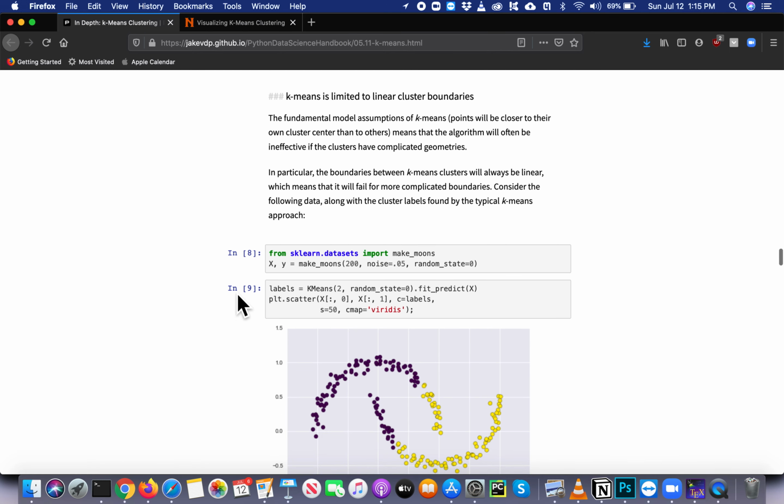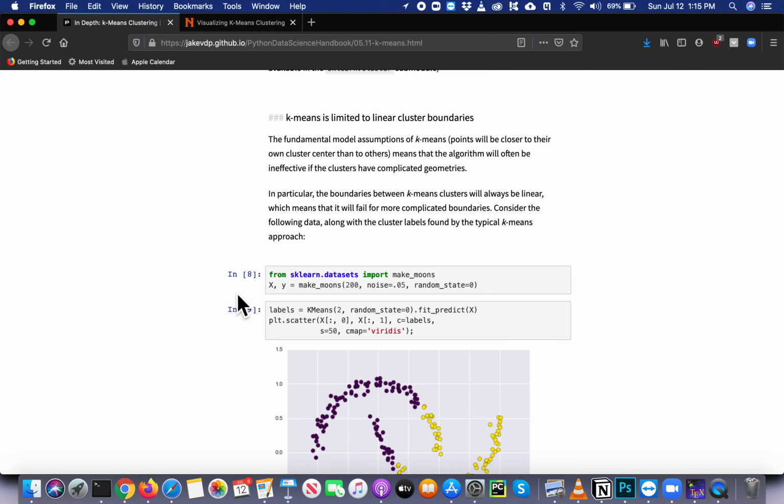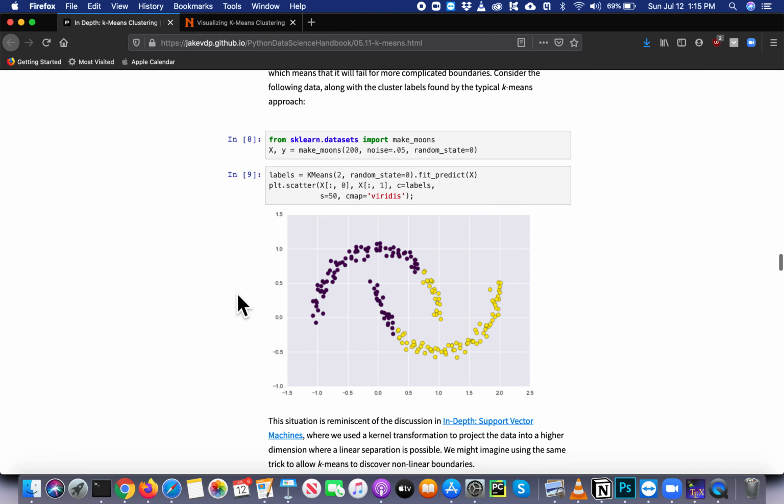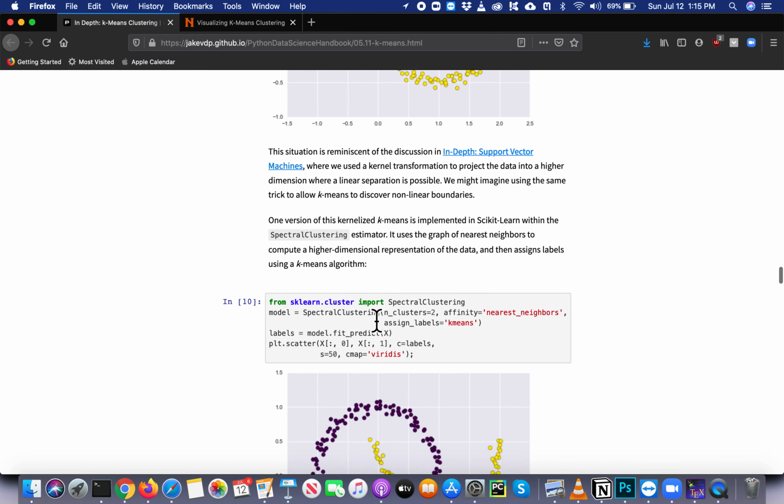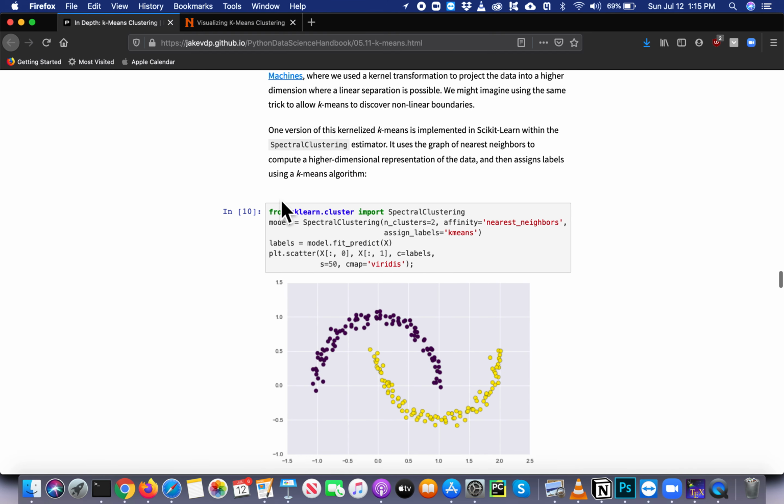The other caveat, as we've discussed, is that k-means is fairly limited to linear cluster boundaries. For example, if we were to do k-means on this data, you would have ideally liked this to be one cluster and this to be another cluster, but that does not happen given the limitation of k-means. So it just learns a linear sort of a boundary. But if we were to use something like spectral clustering, which uses the notion of a graph of nearest neighbors to compute a high dimensional representation of data, then you're able to solve this.